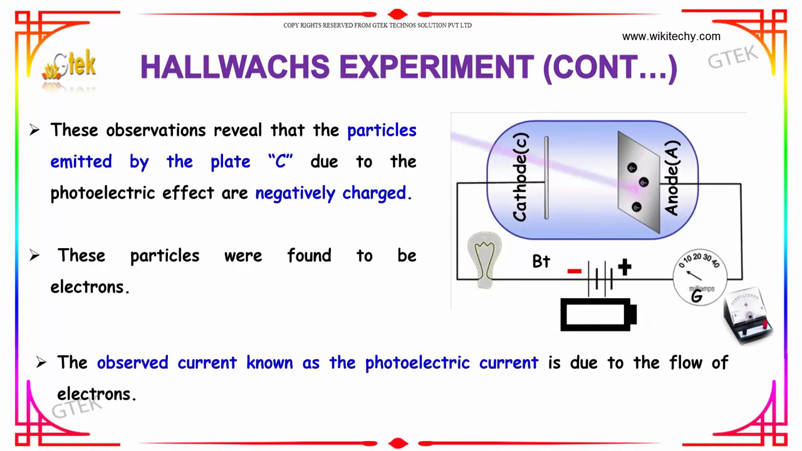This observation reveals that the particles emitted by the cathode plate C due to the photoelectric effect are negatively charged. These particles were found to be electrons. The observed current is known as a photoelectric current and is due to the flow of electrons.